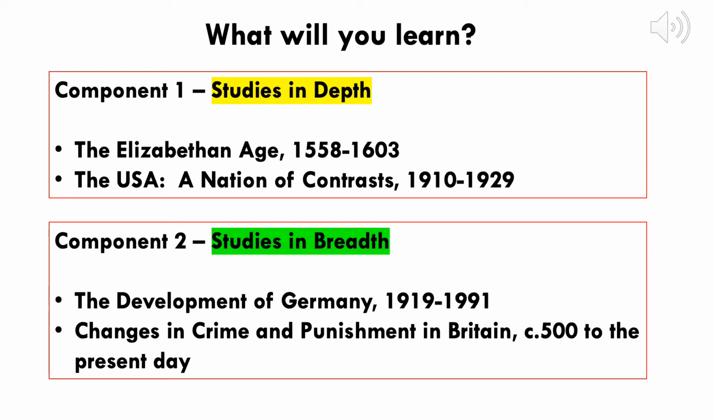The GCSE history course is divided into two components, studies in depth and studies in breadth. As you can see, our two depth studies are the Elizabethan age, covering the fascinating reign of Tudor monarch Elizabeth I, and the USA, a nation of contrasts, 1910 to 1929, which covers economic and social aspects of American history. Our studies in breadth are the development of Germany and crime and punishment, in which you will cover a longer period of history, focusing on only the most important developments.